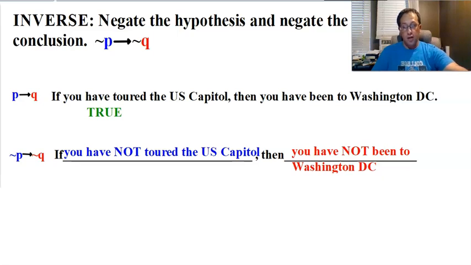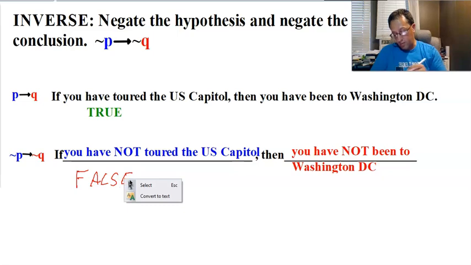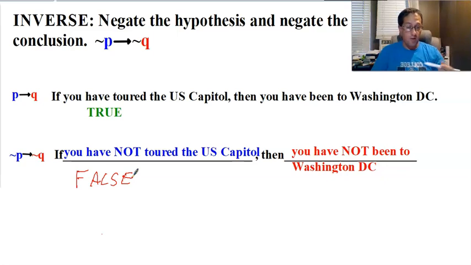Well, let's see here. I have not toured the U.S. Capitol, so that's true. I've got a true hypothesis. Then I have been to Washington, D.C., so I have a false conclusion. I have a true hypothesis, a false conclusion, and so this is a false statement. Remember, it is false if the hypothesis is true and the conclusion is false. And that's what we have here, because I have not been to the Capitol, but I have been to D.C.